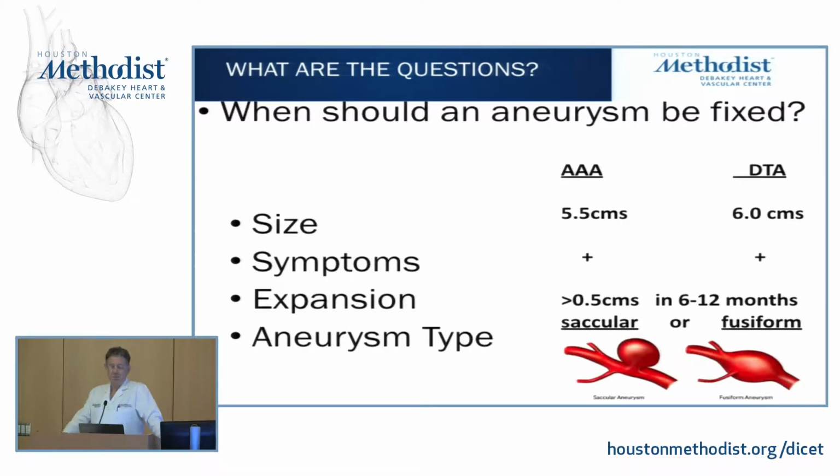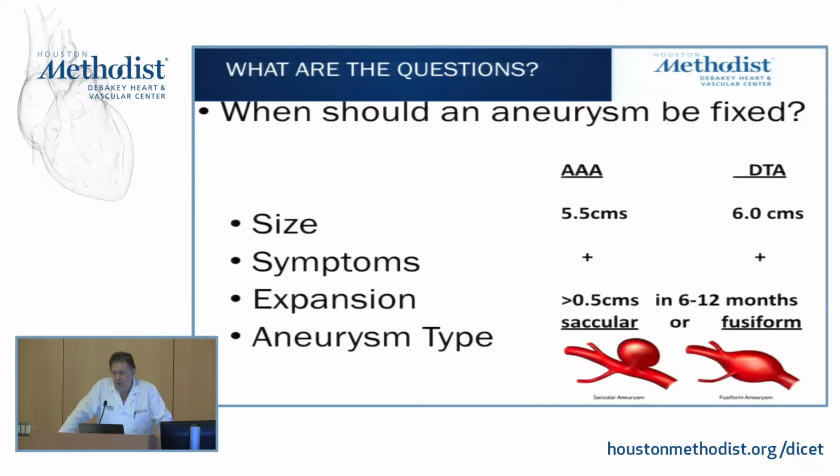So when should an aneurysm be fixed? Again, I'm really only going to include 2 categories. Ross has talked a little bit about the ascending aorta. Let me focus on descending thoracic aorta and abdominal aorta. AAA, size 5.5 centimeters, with some caveats. Descending thoracic aneurysm, 5.5 to 6 centimeters is what we think about.